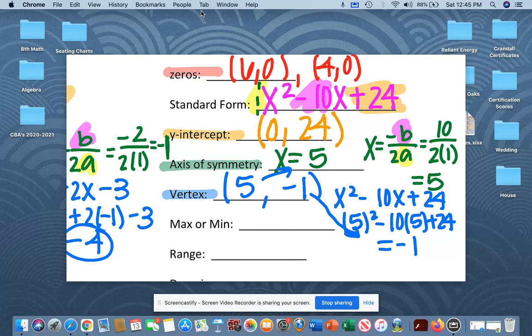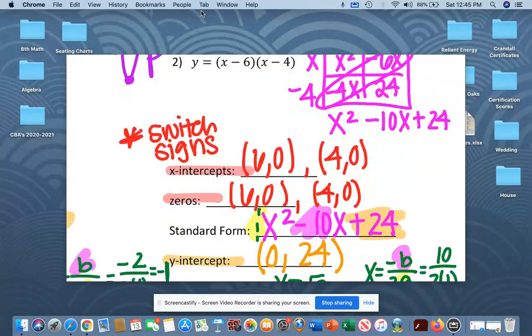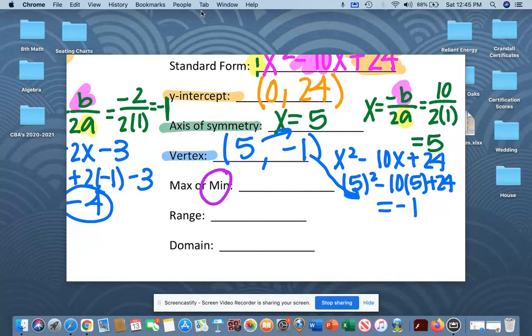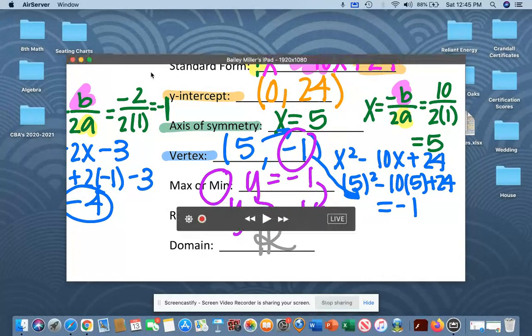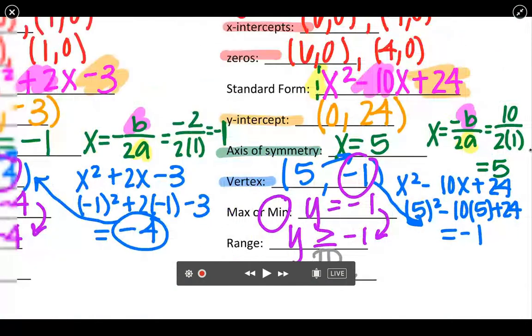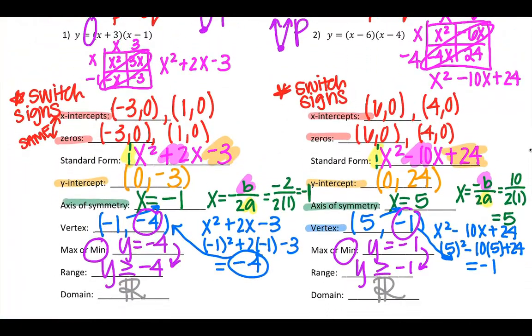Max or min? Well, if I look back at the original, it is positive, so I know it's facing upward. So I've got a minimum. It's the lowest point at y equals -1. Since it's a minimum, everything has to be greater than or equal to that -1. And domain is always, always, always all real numbers. Oops, sorry. Let me zoom out for you. And there we have it.